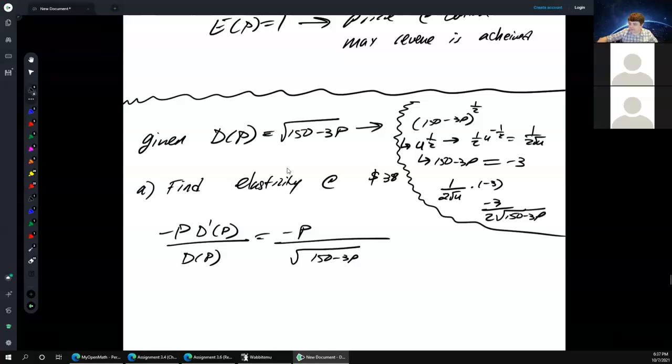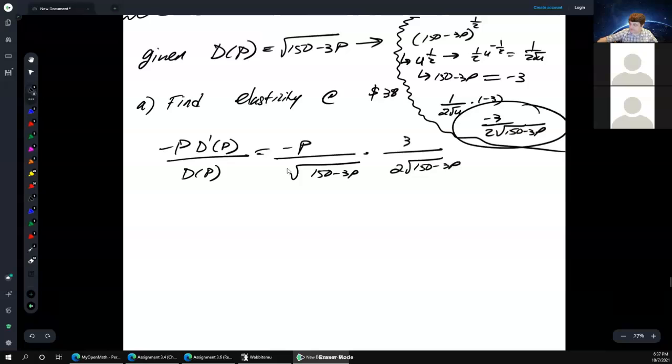All right, so technically speaking, we could slot that in right here, but what's going to make it real easy is actually, I'm just going to multiply it here on the right-hand side, which is totally valid algebraically. Because something wonderful happens, and here's our elasticity function. We get a -p times a -3, so that's 3p. And then the square roots cancel out, so we just have 2 times 150 minus 3p.